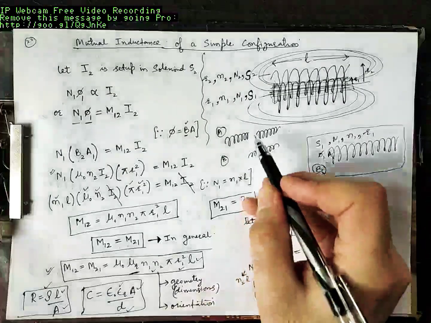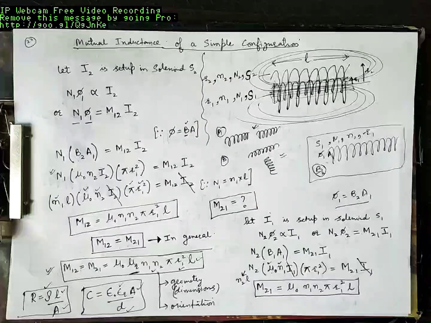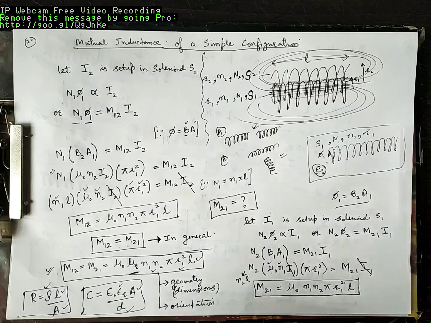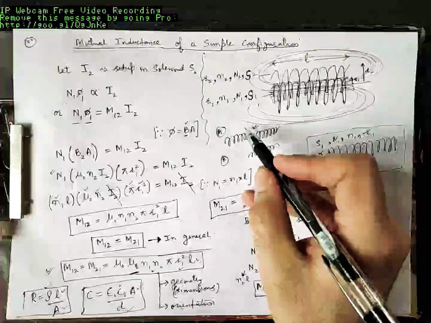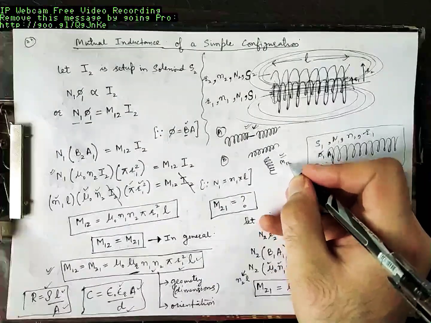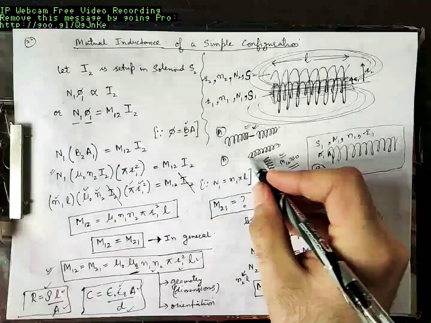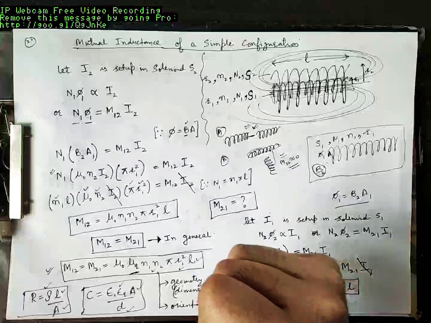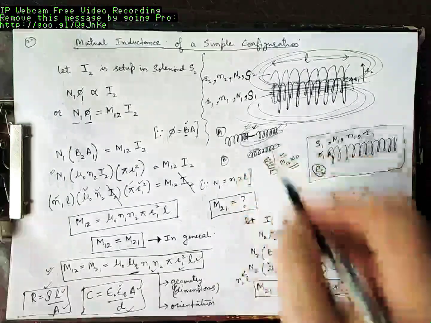Is mutual inductance here more or is mutual inductance here more? Now you know mutual inductance is how much flux of one coil is linking the other coil. Does flux link more here or more here? Flux links more here. In fact, here mutual inductance M12 is almost equal to 0 because no flux of this coil links this coil. Here, mutual inductance is a fairly large value compared to this.